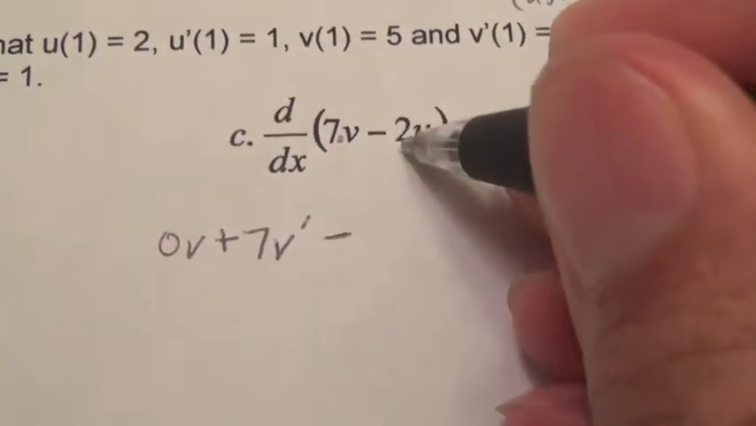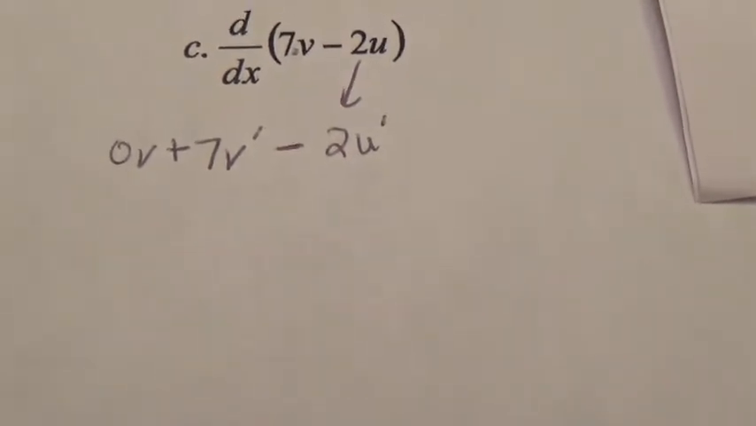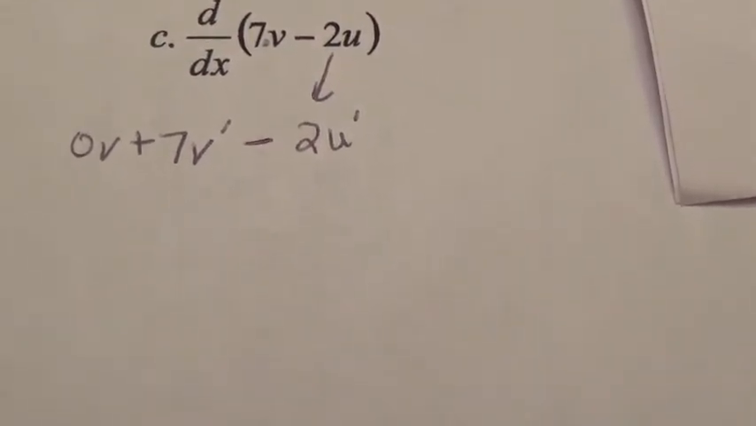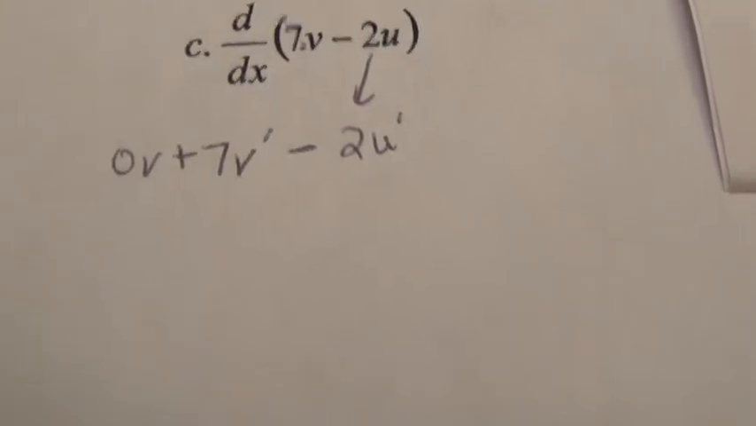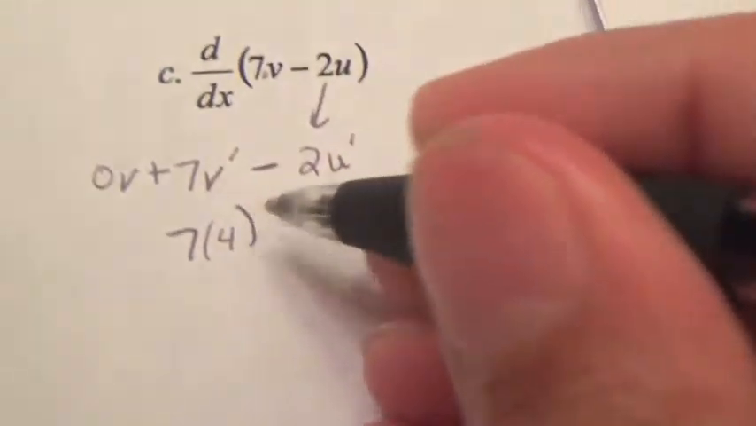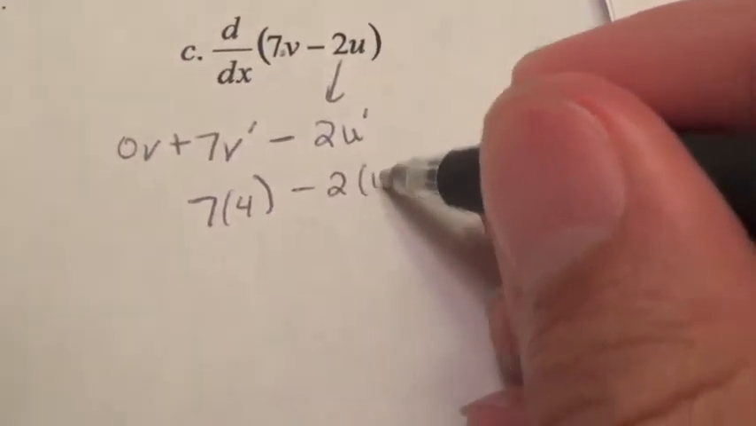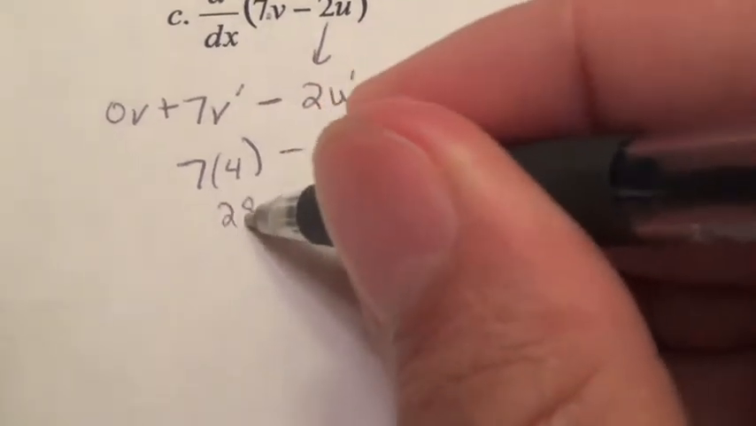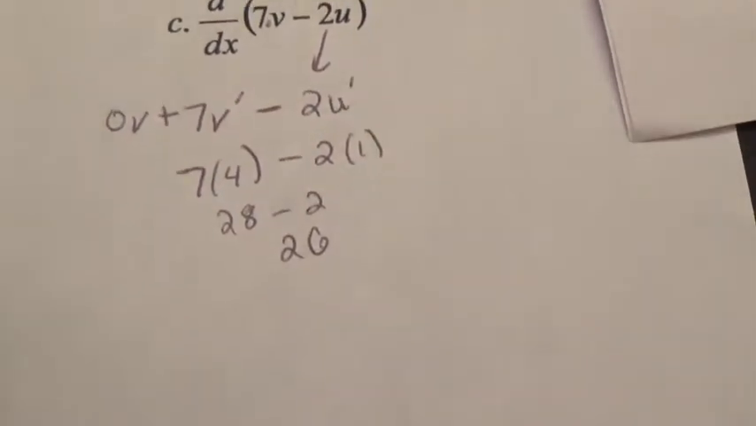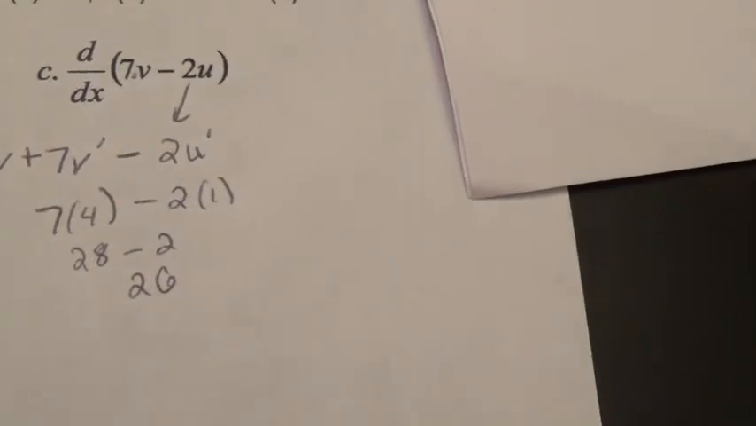So when we go to this next one, because there were 2 parts to this, all we really need to do is do minus, you can bring your coefficient down, and multiply by the derivative of the second term, which would be u primed. Okay? Alright, from there we plug in our values, so 7v primed is 4. Minus 2 u primed is 1. So we get what? 28 minus 2, which is 26. Alright.